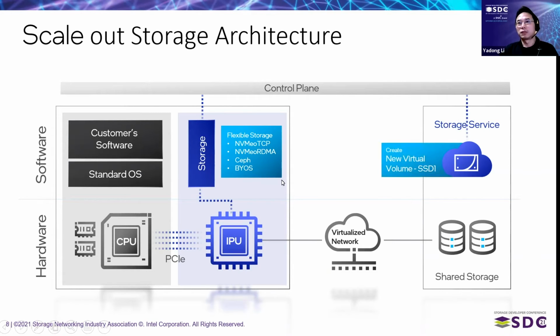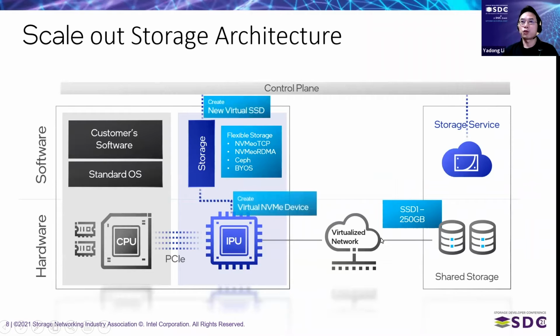So a typical orchestration flow is the control plane talks to the target and creates a new virtual storage volume. For example, create one SSD with 250 gigabytes capacity, right? Once the storage volume is ready, the control plane comes to the initiator, in this case, and talks to the IPU to say, I need a new virtual SSD, create a new virtual NVMe device. Then the software running on the IPU will configure the internal NVMe interface. For example, configure the VF, configure the number of queues, attach the namespace to the NVMe function, right?